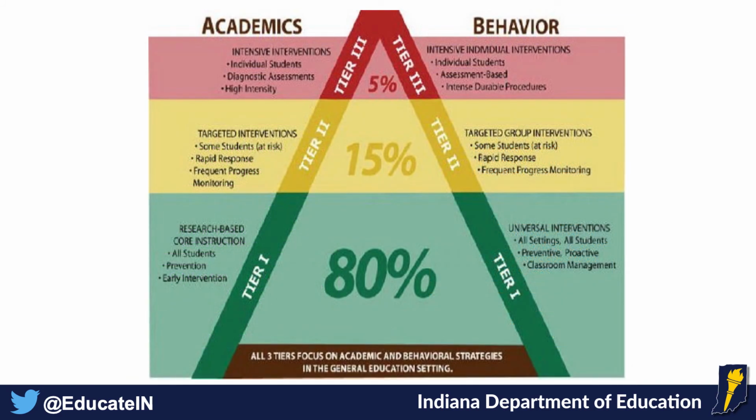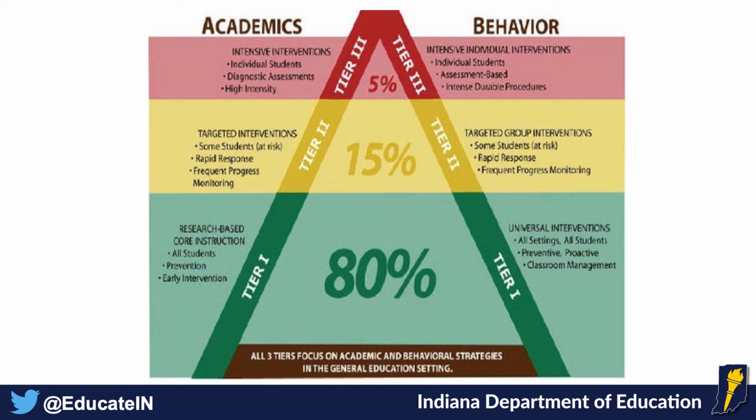Now, this graphic shows the difference between Tier 1, Tier 2, and Tier 3 instruction. Tier 1 instruction is the majority of your instruction. That is the research-based core instruction that is for all students. Tier 2 instruction is that targeted intervention that is directed at those students who are at risk. Here's where you need to use that frequent progress monitoring to ensure they are mastering the concepts.